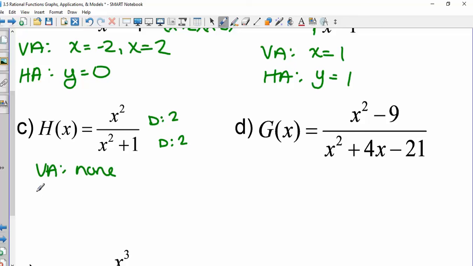Okay, degree of the top, 2. Degree of the bottom. So my horizontal, you divide those leading coefficients, so it's 1x squared over 1x squared, so it'd be y equals 1.